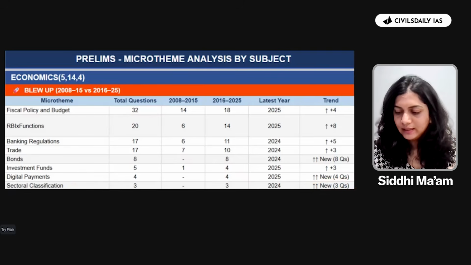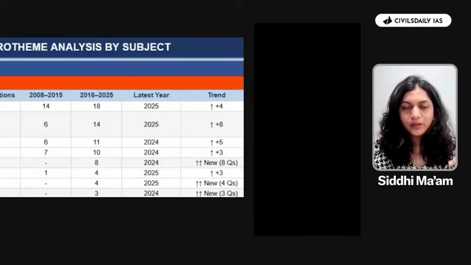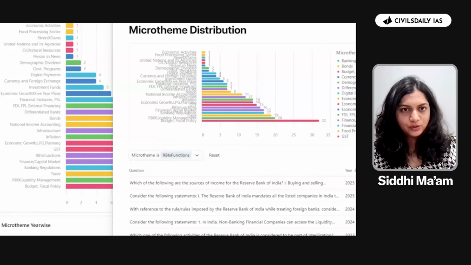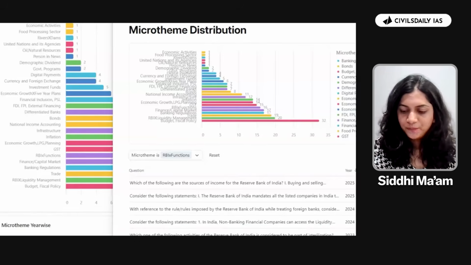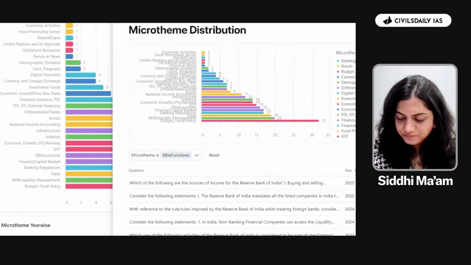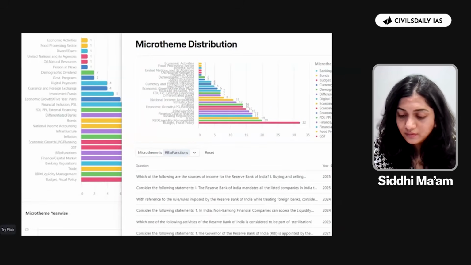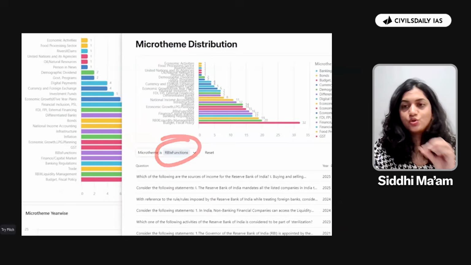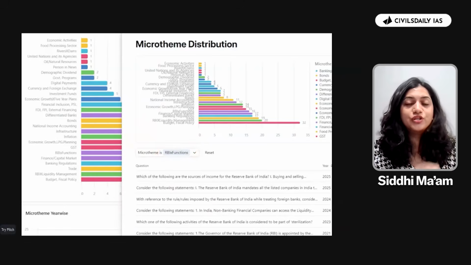Now, from where to read it? If you don't have any quick solution, first go to the Microthemes platform, or if you have the PDF, then well and good. See, here RBI and functions is there. See the PYQs first. Solve the PYQs. See what type of questions are being asked.